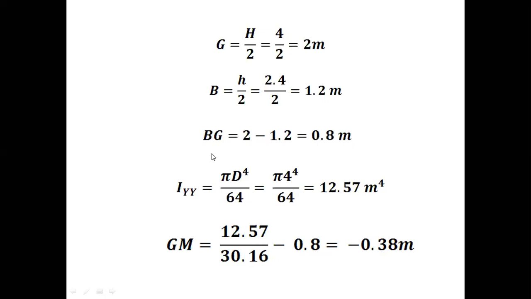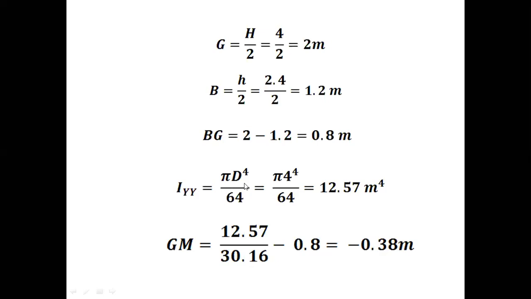Then the last step is to determine the moment of inertia. The moment of inertia for a solid cylinder, whether it is with respect to x-axis or y-axis, the formula remains the same. That is, it is pi d to the power 4 divided by 64. In terms of rectangular section or in terms of a triangle section, the moment of inertia with respect to x-axis and y-axis is going to vary. But in terms of a solid cylinder, the moment of inertia with respect to both the axes, that is x and y, is going to remain constant.